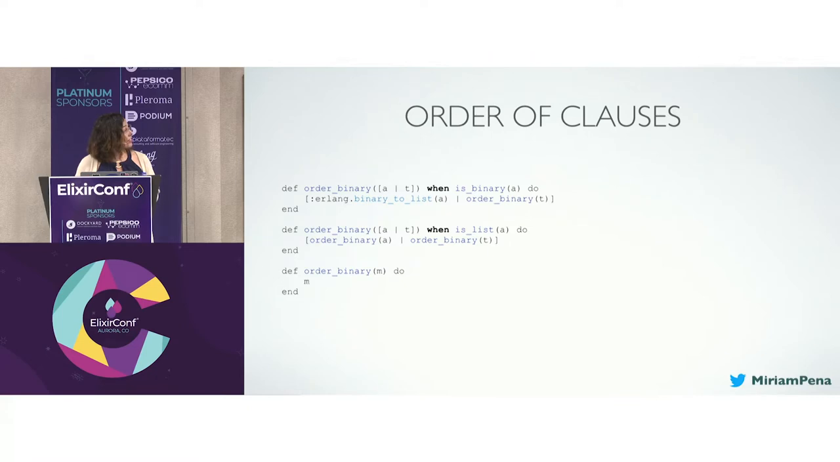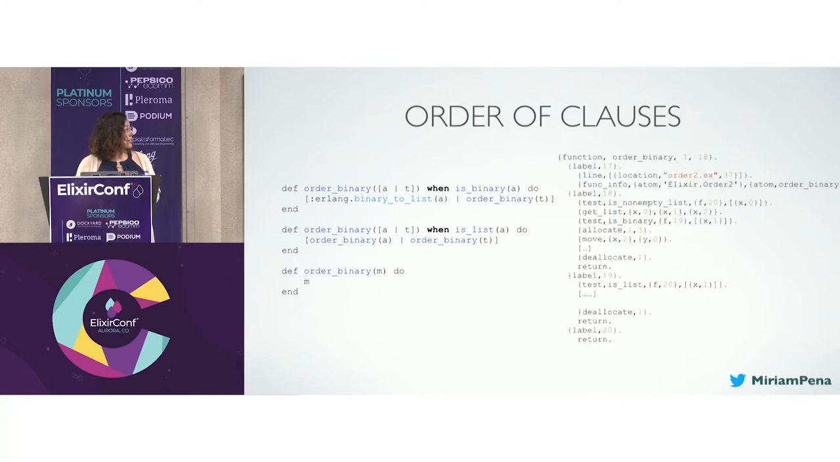In terms of the order of clauses, here we have a function called order binary, which is doing a check for binary and then for list. And you can see how an interpreter usually puts the binary check first and then the list check. This used to be more the case in the past, it could happen less and less now.